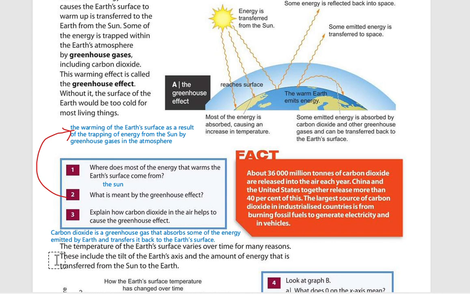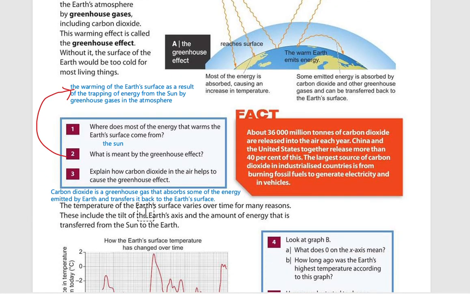Since it's asking only about carbon dioxide, you can mention that carbon dioxide is a greenhouse gas. What does it do? It absorbs some of the energy emitted by earth and transfers it back to the earth's surface, making it warmer. Okay? So you can write the answer like that.